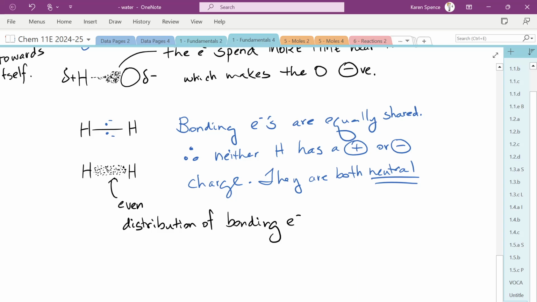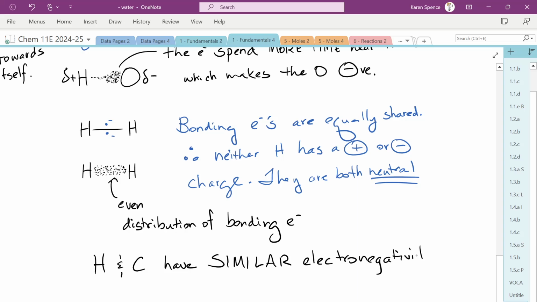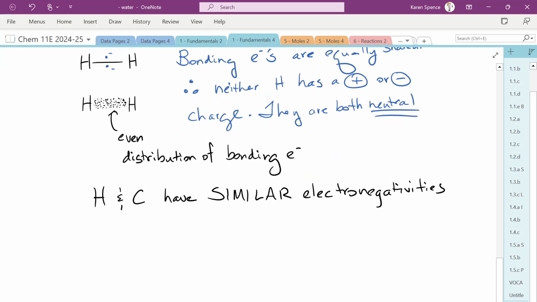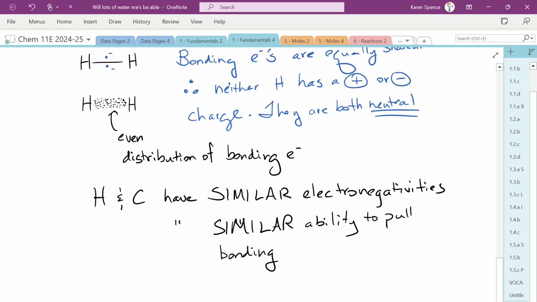Now, it turns out that carbon and hydrogen have very similar electronegativities. They both have a similar ability to pull electrons towards themselves. Okay? Hydrogen and carbon have similar electronegativities. They have a similar ability to pull bonding electrons towards themselves.